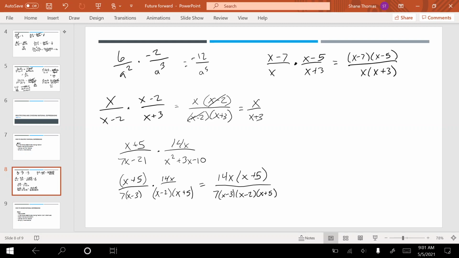Okay, is there any parentheses I can cancel first? That's the easiest one. x plus 5, that's gone. Now the other parentheses are staying, aren't they? Now I'm going to look at the thing on the left. I got 14x and a 7. Can I cancel there? Yeah, I take a 7 out, so that makes that a 2. So on top I have 2x is the only thing that's left, right? On the bottom I have x minus 3, x minus 2. How's that feel?